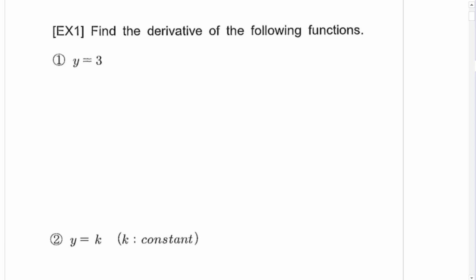This is the homework video guide for the power rule, and for question number 1, I need to find the derivative of the following functions. All right, so for question number 1, I have y equals 3, and so the derivative of a constant is always going to be 0.